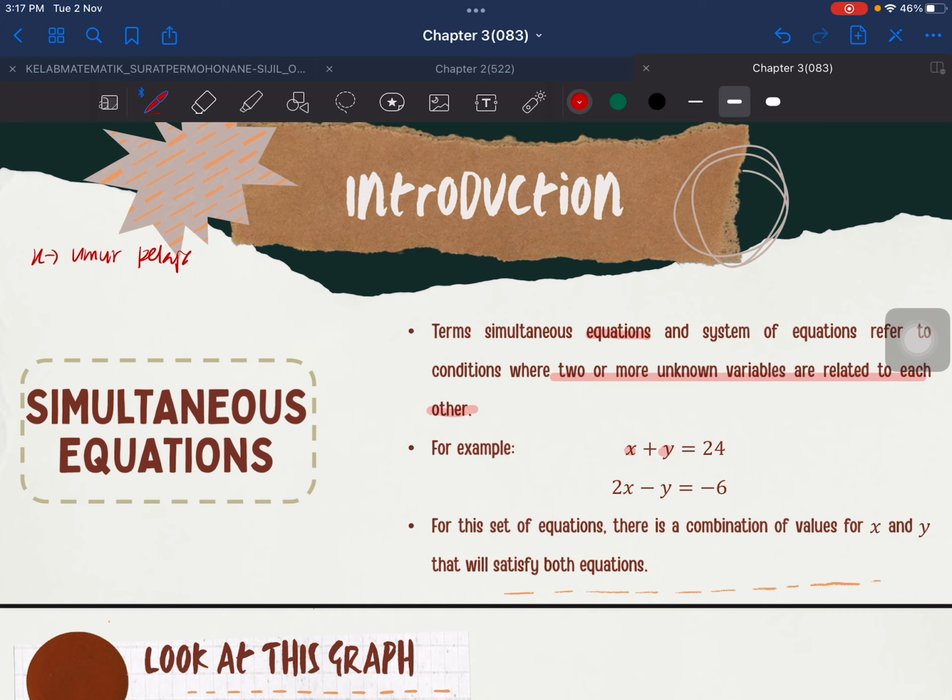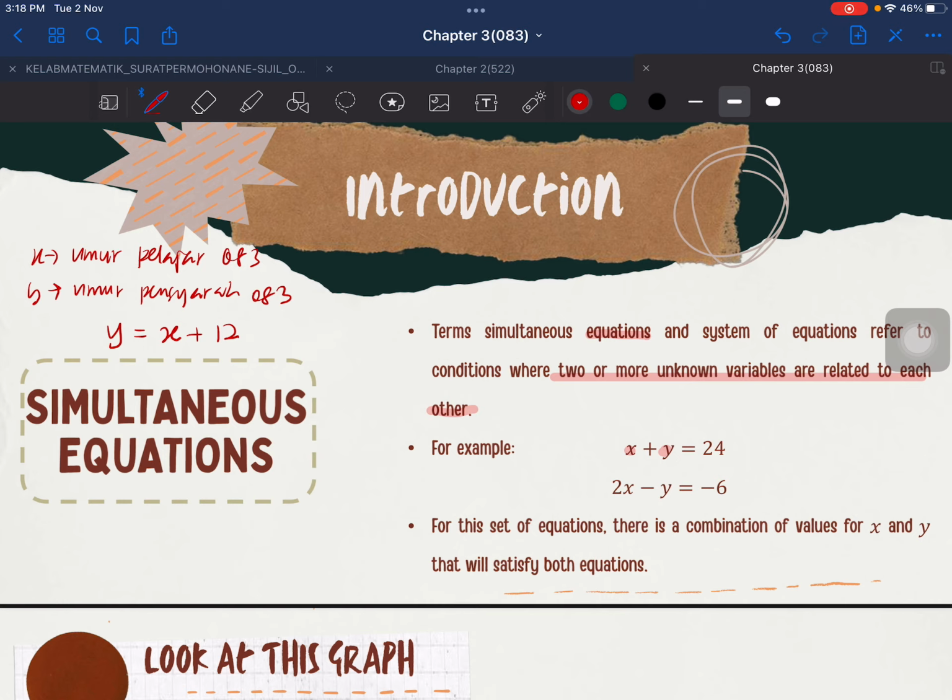X ini adalah umur pelajar 083 contoh. Okey, Y adalah umur pensyarah 083. X mewakili umur pelajar 083, Y adalah umur pensyarah 083. So kalau saya kata umur pensyarah 083 bersamaan dengan umur pelajar tambah 12. Contoh. Okey, umur pensyarah yang mengajar 083 saya lah, adalah umur pelajar tambah dengan 12.